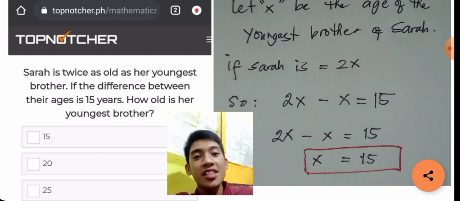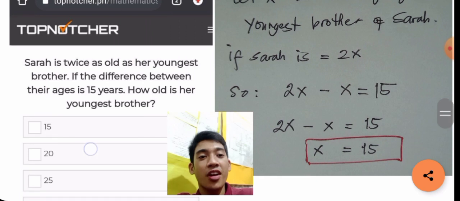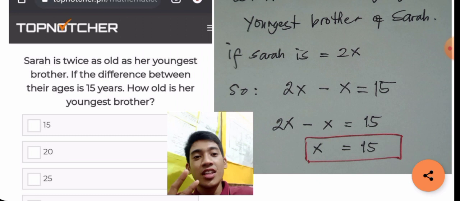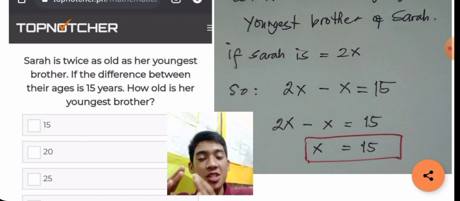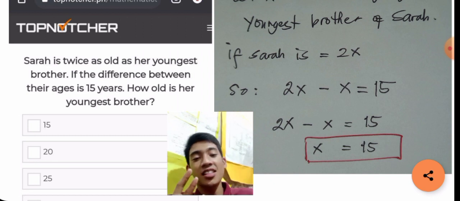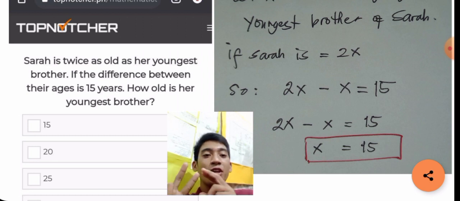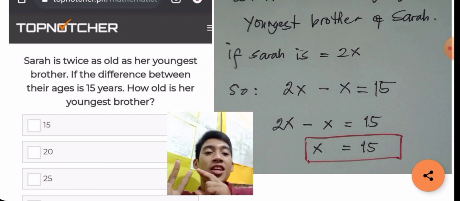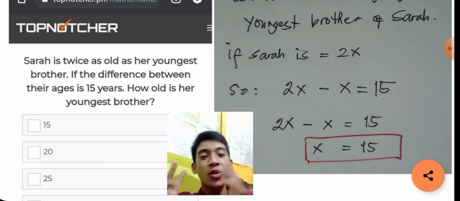Sarah is twice as old as her youngest brother. If the difference between their ages is 15 years, how old is her youngest brother? If Sarah is twice the age of her youngest brother, and you subtract the age of the youngest brother from Sarah's age, the difference is 15 years. So how old is the youngest brother?